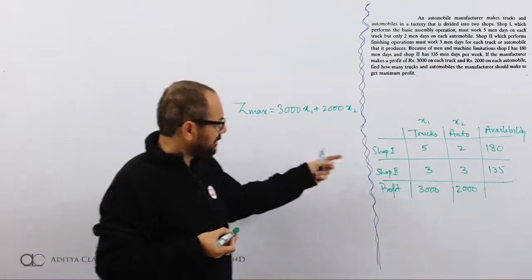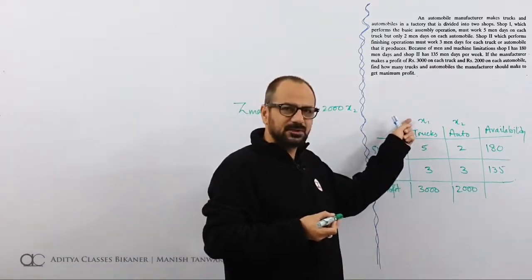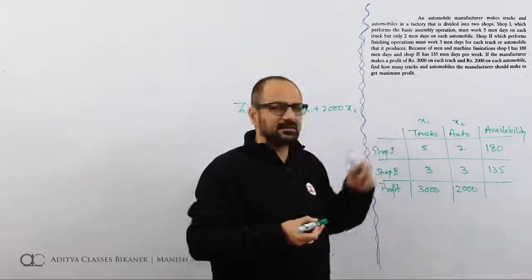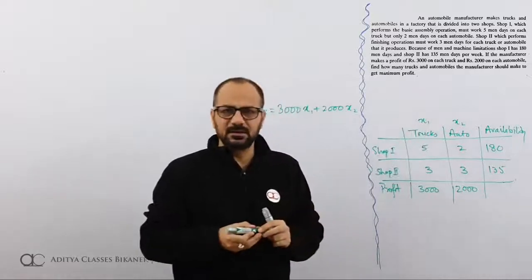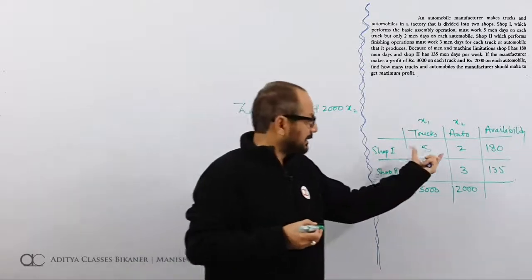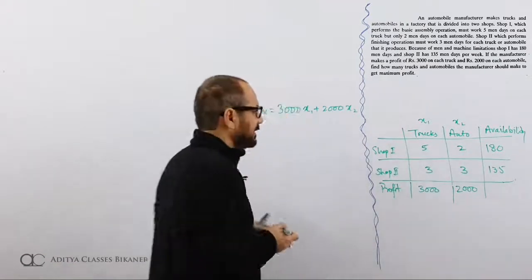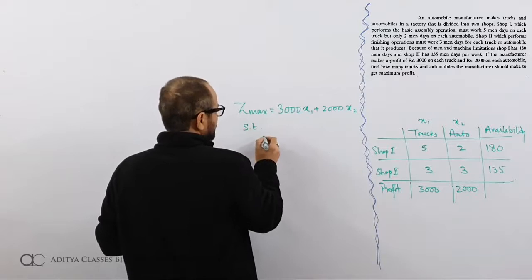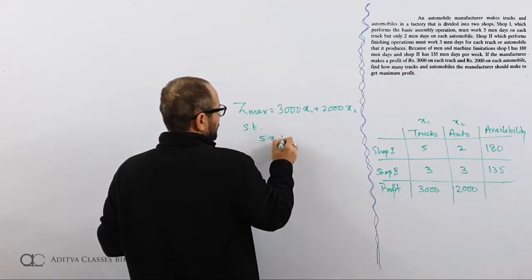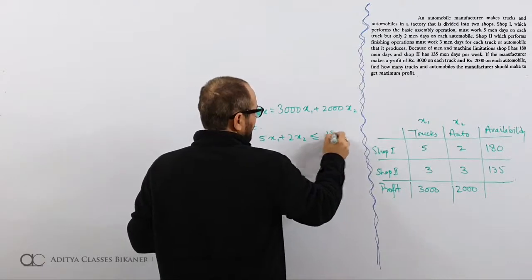Then it is subject to certain constraints. What are the constraints? If you are producing X1 number of trucks, you will be consuming 5 multiplied by X1 hours, and 2 multiplied by X2 hours gone. Combined, these hours cannot exceed 180 in all. So the constraint is 5x1 plus 2x2 should be less than or equal to 180.